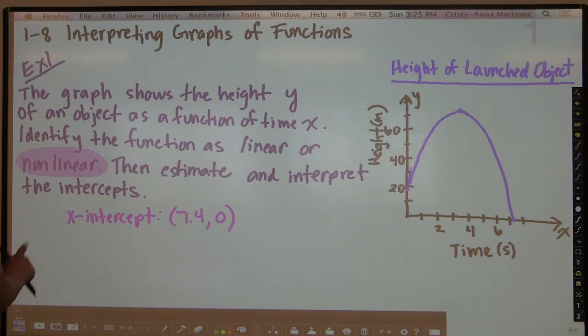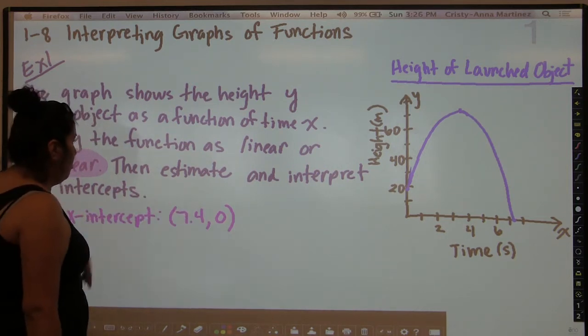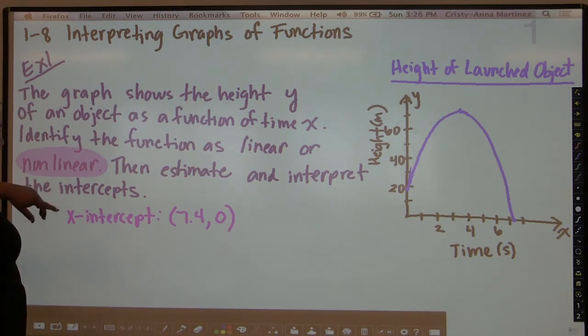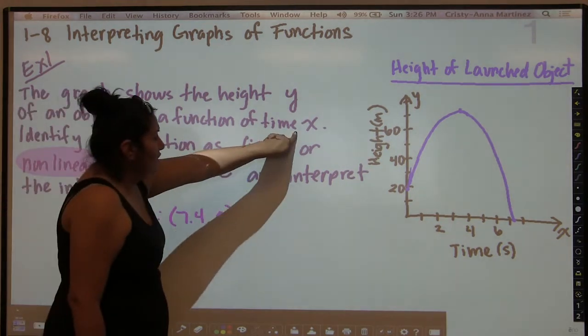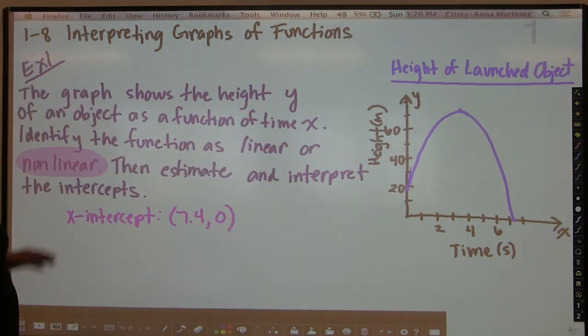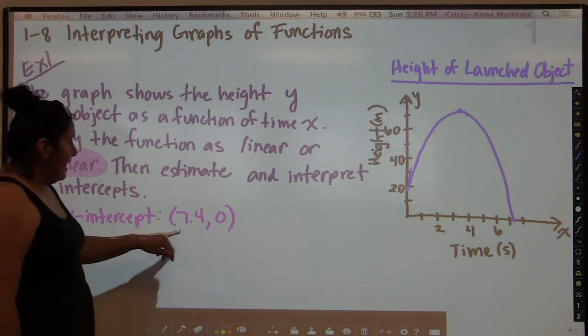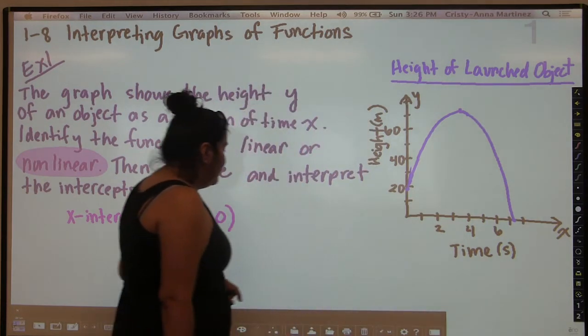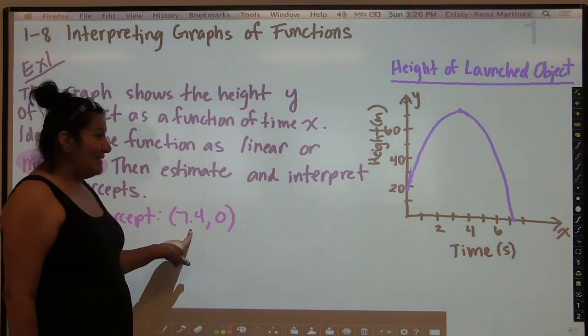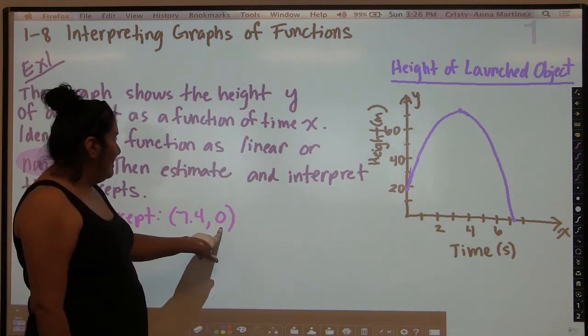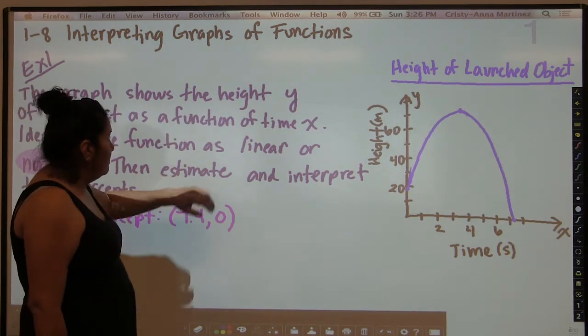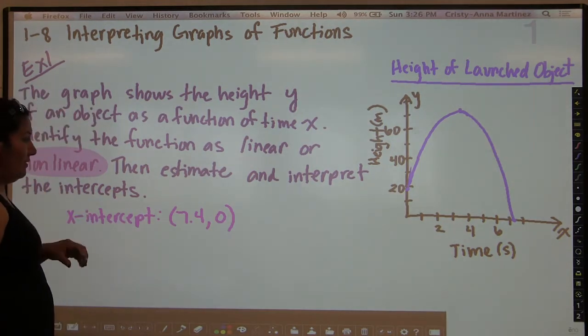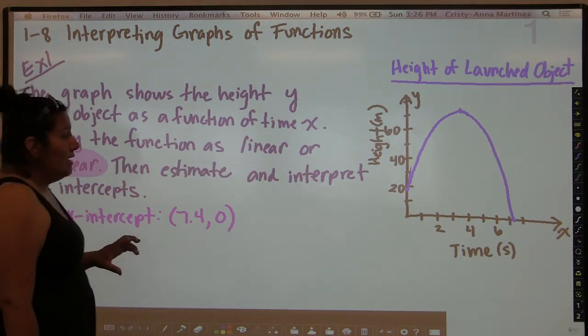Before we get to the y-intercept, we also have to not only estimate it, but interpret what it means. We know from the graph that the x-coordinate represents time, since it's a function of time, and the y-coordinate represents the height. Since time is measured in seconds, it means that 7.4 seconds have elapsed. And the 0 indicates that the object has reached the ground, because 0 height means that it's on the ground.